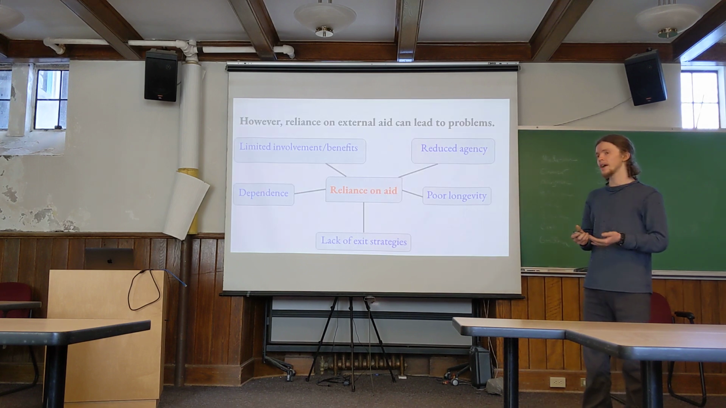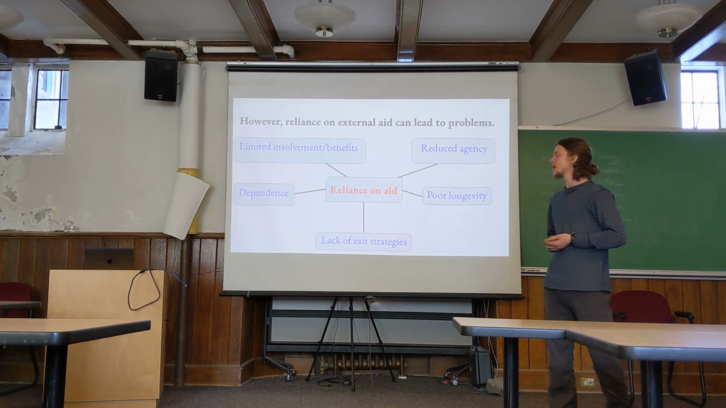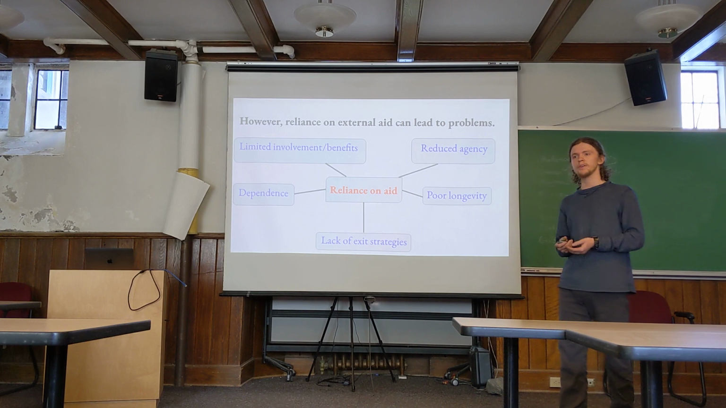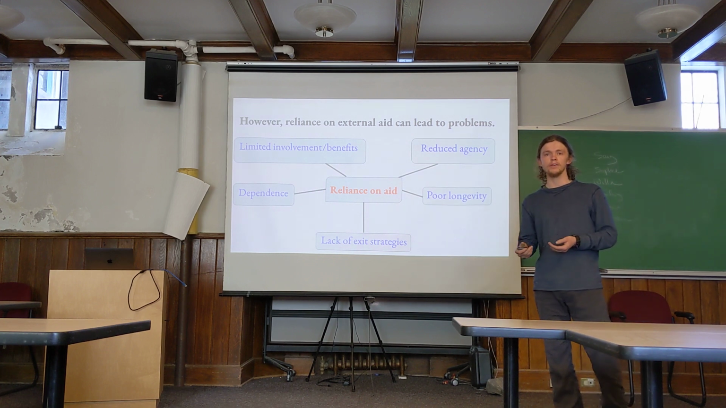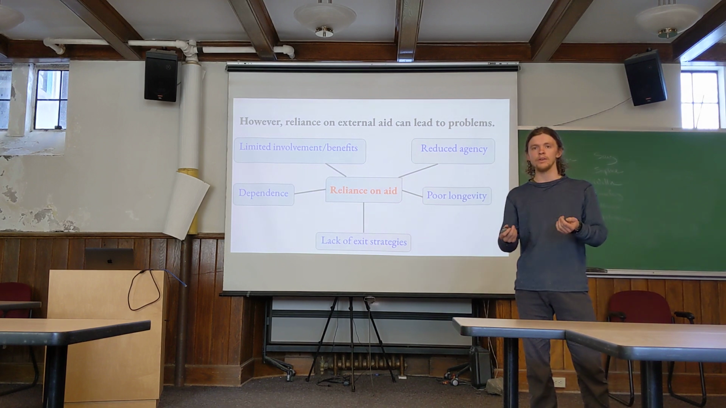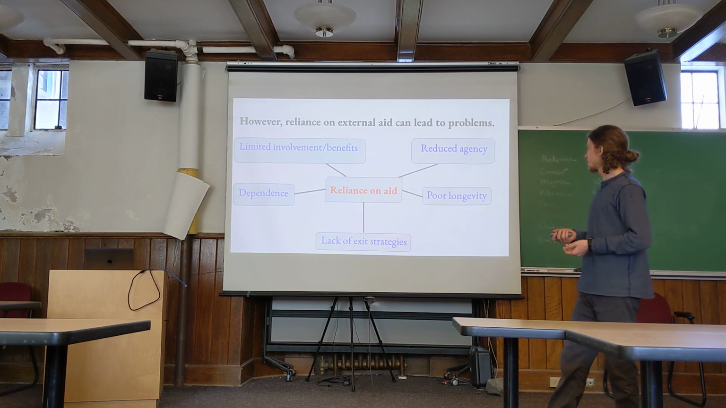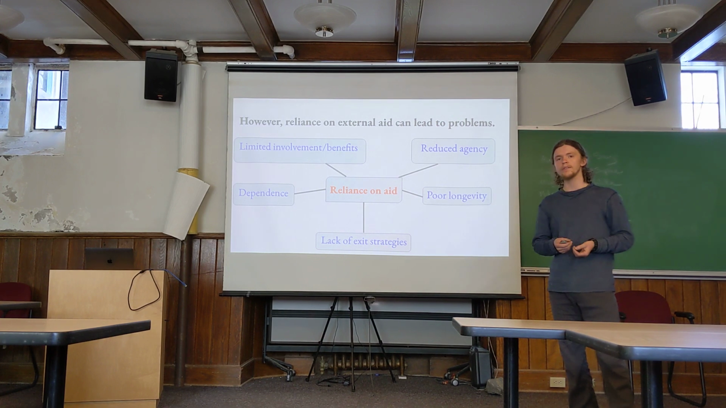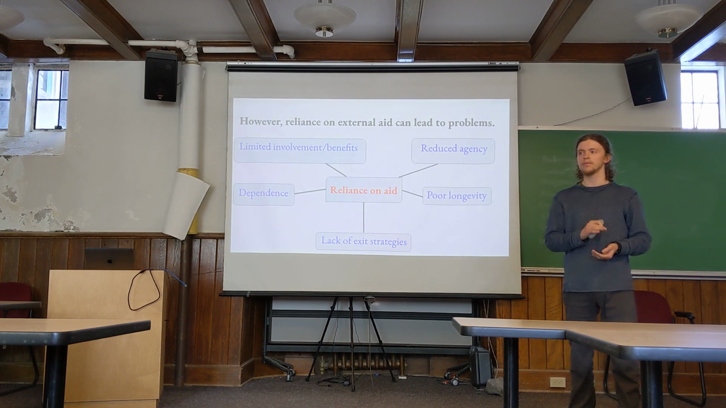However, reliance on external aid for support can lead to a host of problems, including reductions in the participation and benefits of local communities, as well as reduced agency for the communities. In some cases, reliance on aid can lead to dependency of communities on the support of external organizations. And if those organizations then withdraw their financial or institutional support, projects are very likely to fail, leading to poor longevity. In worst-case scenarios, externally implemented projects can lack appropriate exit strategies or ways for communities to say no to development schemes.